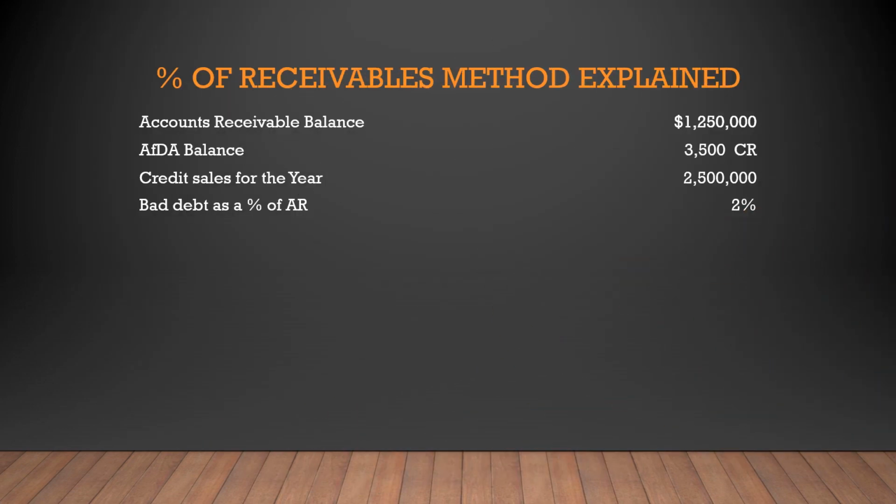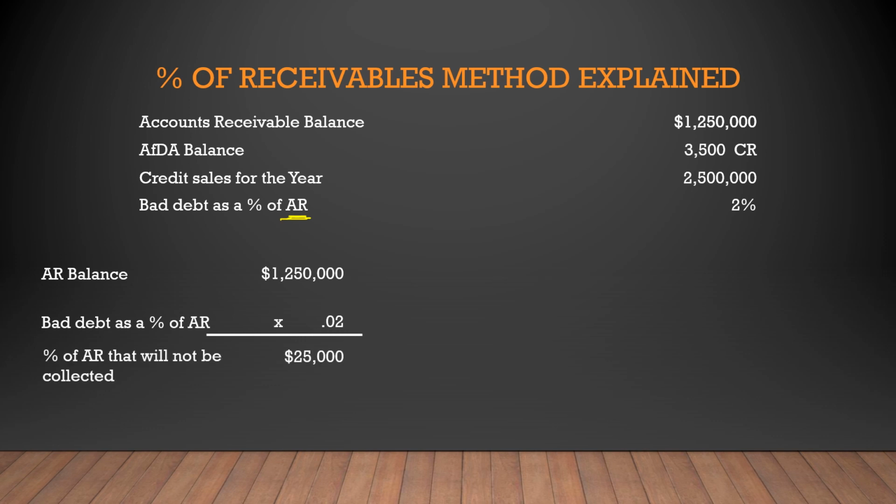For the percent of receivables method, bad debt is given as a percent of AR, not credit sales. In this instance, we'll multiply that percentage by the AR balance to arrive at the estimated amount of AR that will not be collected, which is our desired ending balance in AFDA. After all, that's what AFDA effectively is, the estimated amount of uncollectible AR.